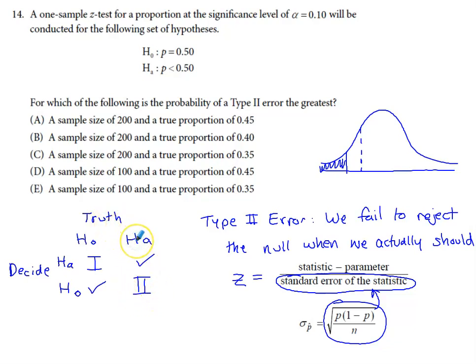The truth is the alternative, but we decide that the null is what's accepted. So this question is about type 2 error. What's true about the situation is the alternative, but we decide that the null is going to fail to be rejected. So we fail to reject the null when we actually should. Now, if you look at these options, there are a few different things we have to consider. First of which is sample size, and then the second of which is which of these true proportions is the one that makes the probability of type 2 error the greatest. We'll talk about the sample size first.